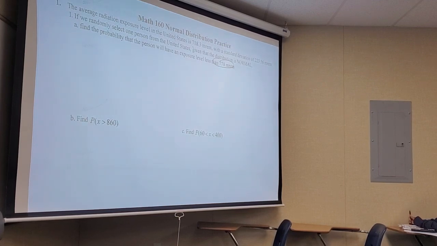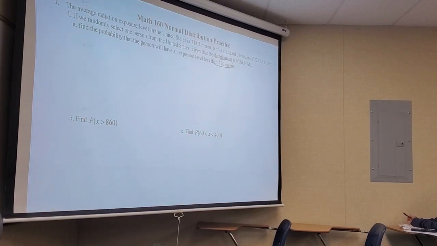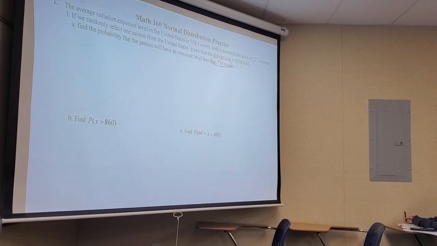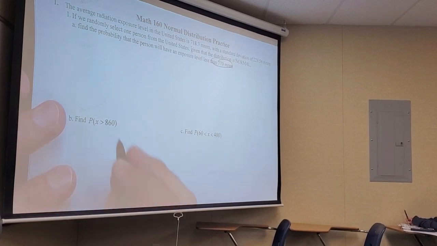I give you a mean. I give you a standard deviation. I tell you it's normal, or n is greater than 30, meaning you can draw the bell shape. And then I ask you what's the probability of less than whatever. That's an automatic normal distribution problem. That's an automatic z-score problem.